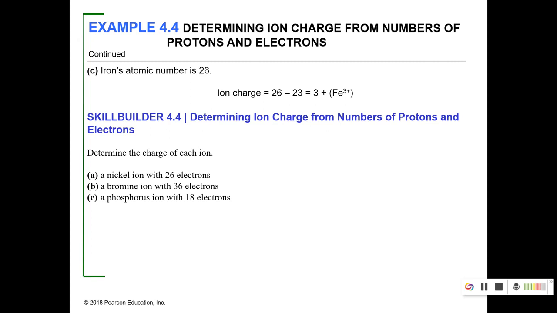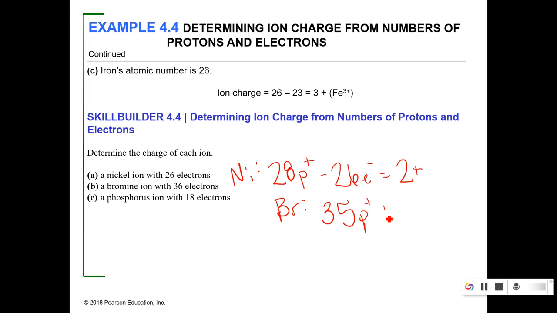So let's do some more. Nickel has 28 protons, minus 26 electrons is 2 plus charge. Bromine has 35 protons minus 36 electrons, which equals negative 1 charge. And then phosphorus has 15 protons minus 18 electrons, which equals a 3 minus charge.